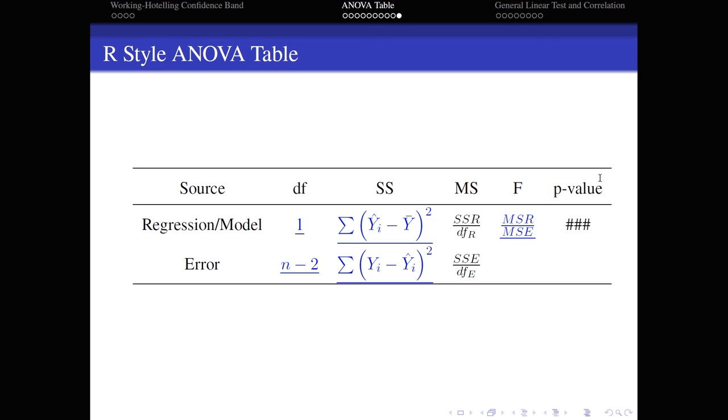So in this video, we've talked about the ANOVA table, constructing an F-test for the regression model, and the breakdown of the sums of squares. In the next video, we'll move on to the general linear test, nested models, and then some more details about correlation and the coefficient of determination.